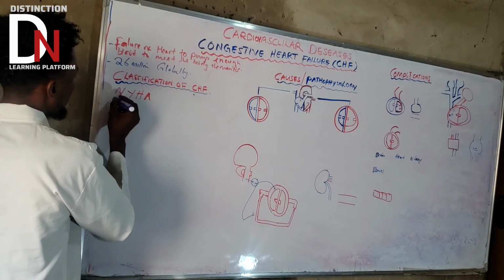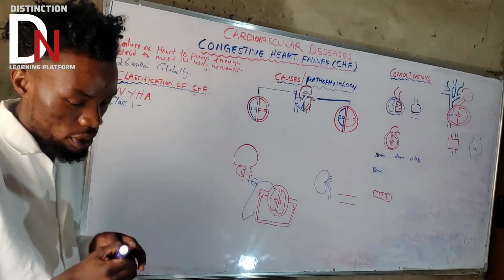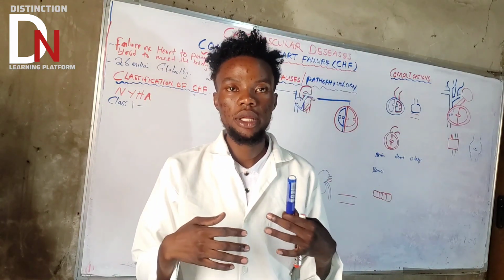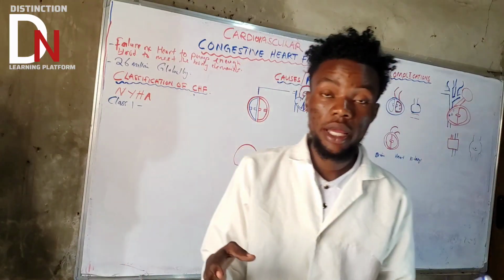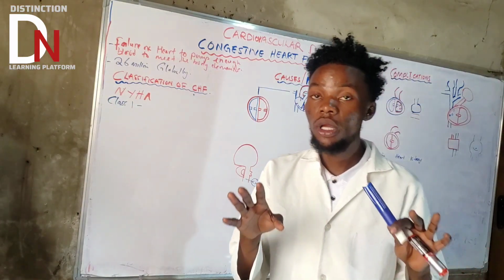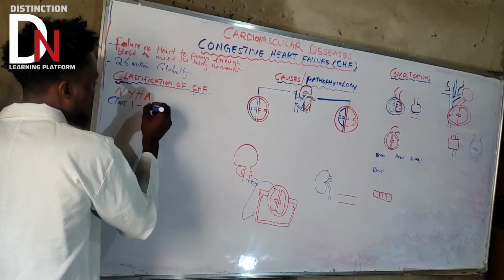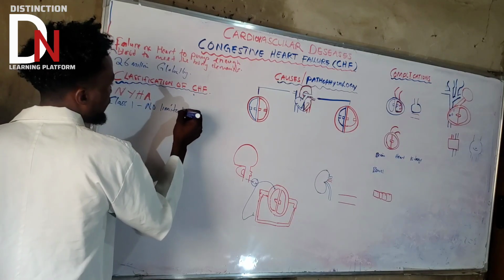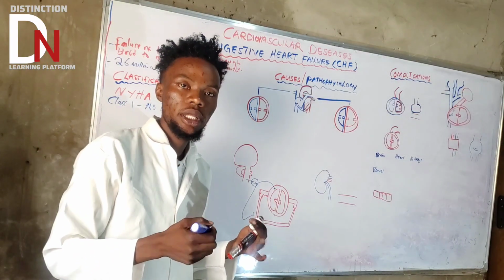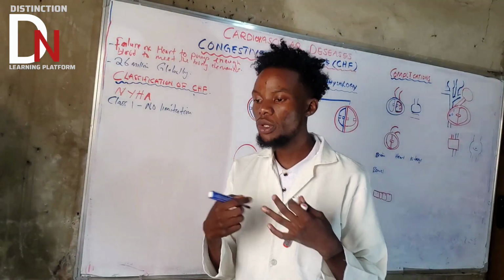What is class 1? If you have class 1, there will be no limitation to physical exercise. Basically, for those ordinary activities that we do, there will be no physical limitation. So those are people with heart failure but with no limitation to ordinary physical activities. Unless the activity is not ordinary, then they will start showing symptoms. But with normal physical activities, there will be no symptoms of heart failure.